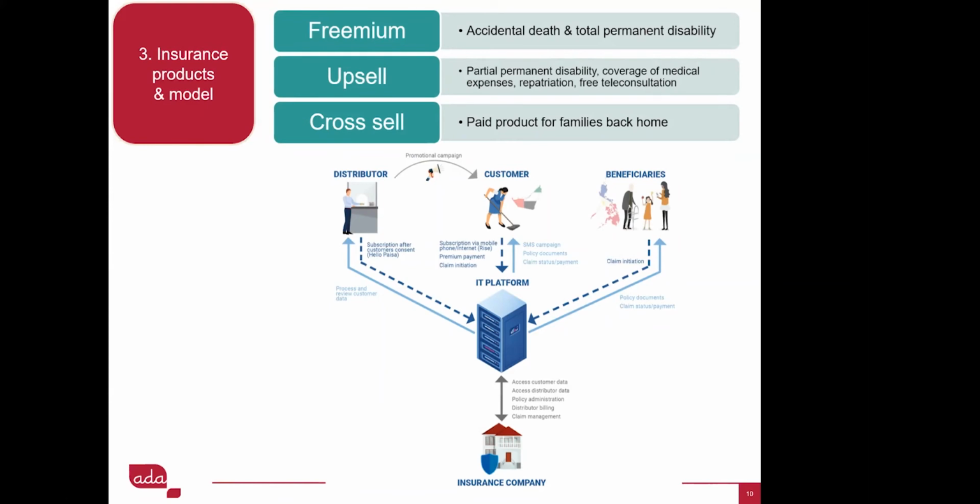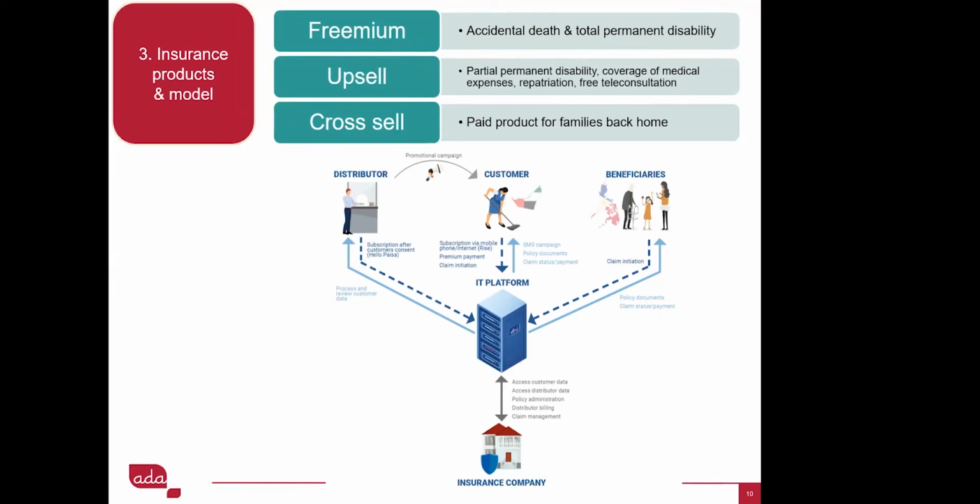It was a simple product that covered accidental death and disability and was 100% subsidized by the distribution channels, Rise and Hello Pesa. Then the next stage was to launch what we call the upsell product. The upsell product was a paying product, and it built on the freemium model and added additional coverage, as well as covering medical expenses, repatriation, and eventually teleconsultation service.